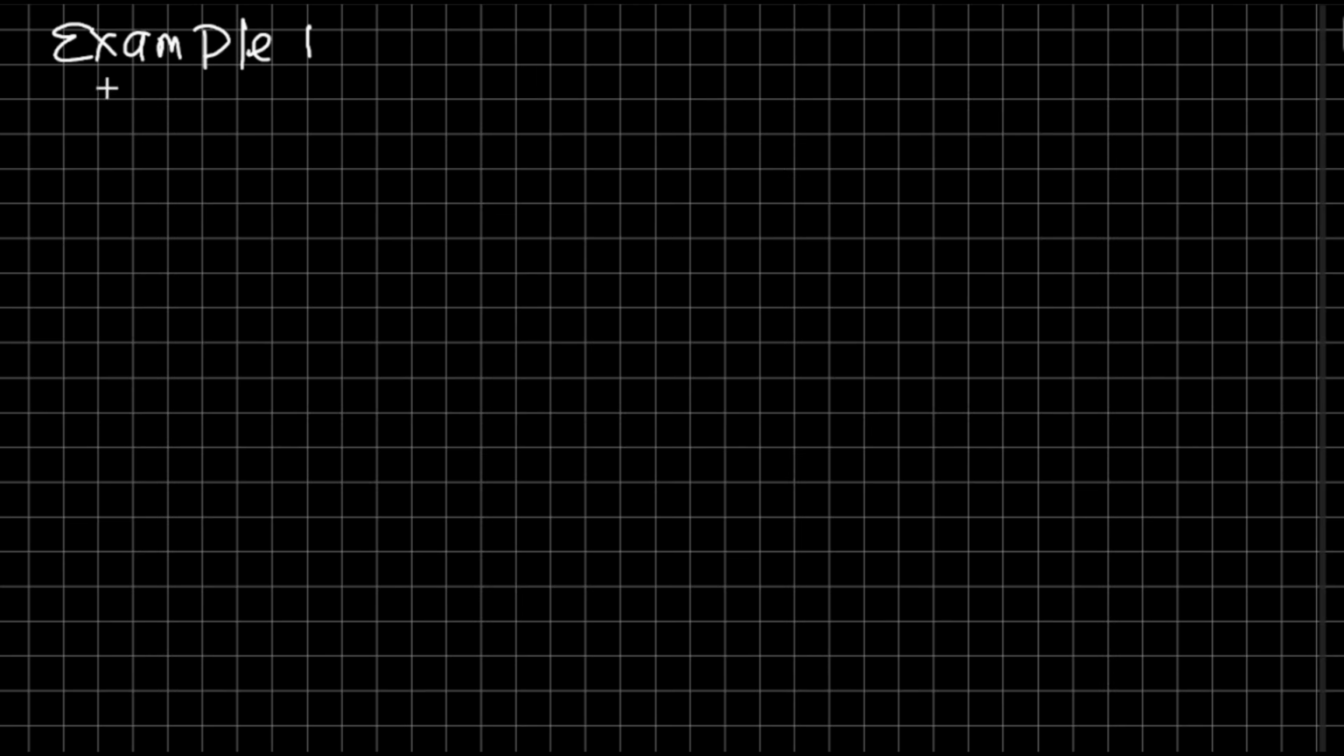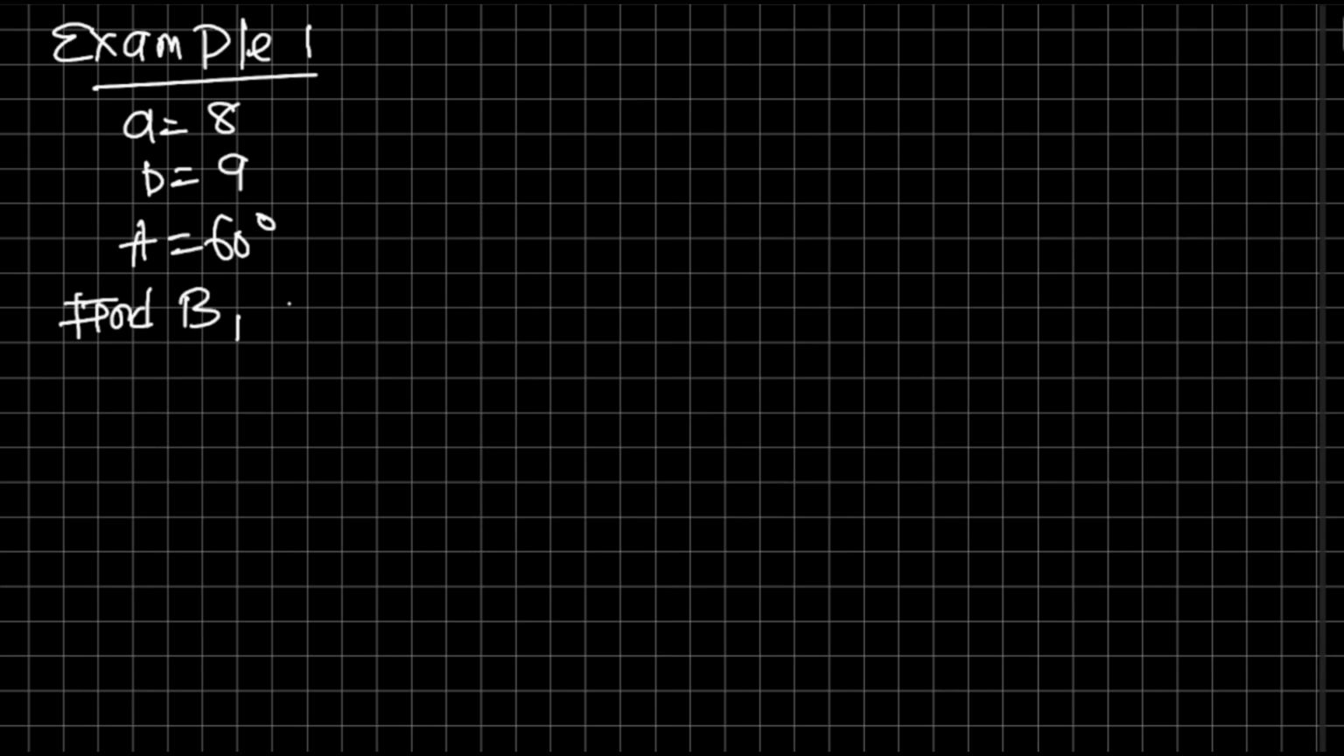Example 1. In a triangle, we have a equals 8, b equals 9, and A equals 60 degrees. Find the possible values of B and C to the nearest degree.